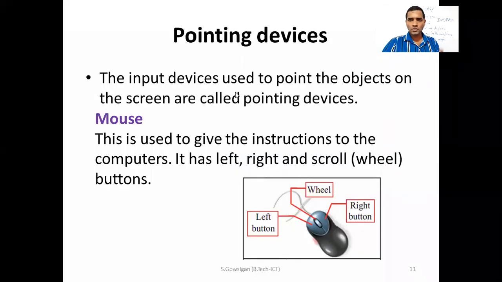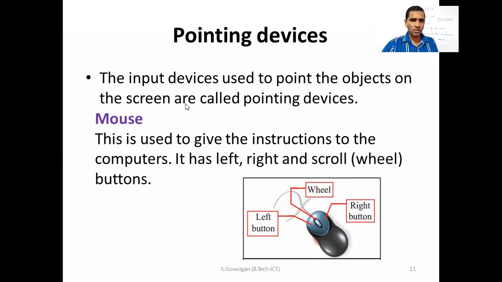The input devices used to point at objects on the screen are called pointing devices. Got it? We have a number of pointing devices. The most common pointing device is the mouse, right? Because the mouse is a very common object with every computer. With every computer, you can find a keyboard and mouse.